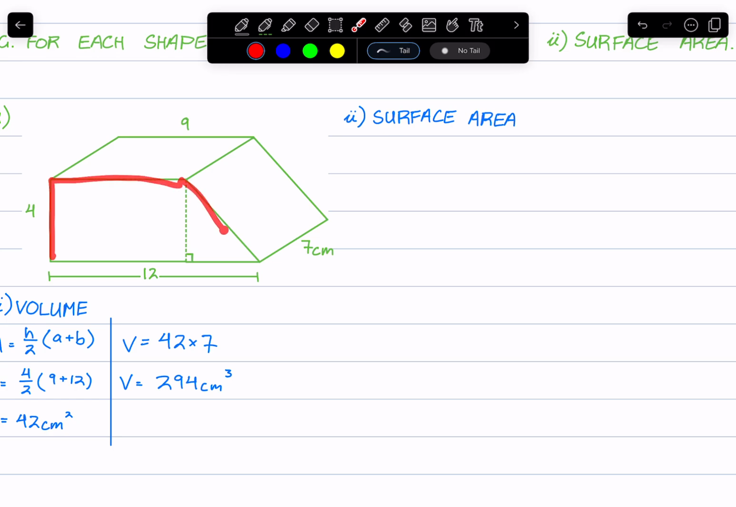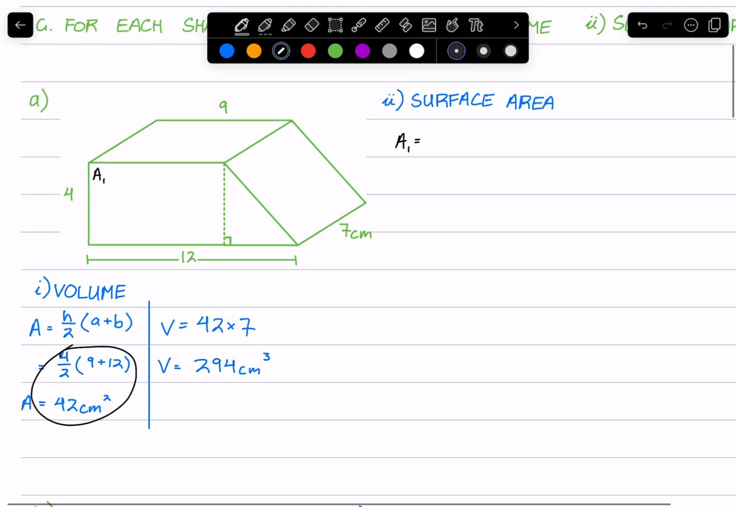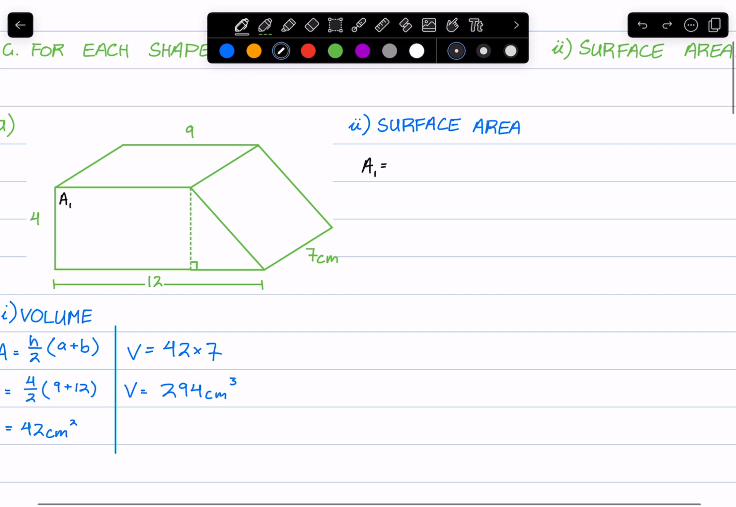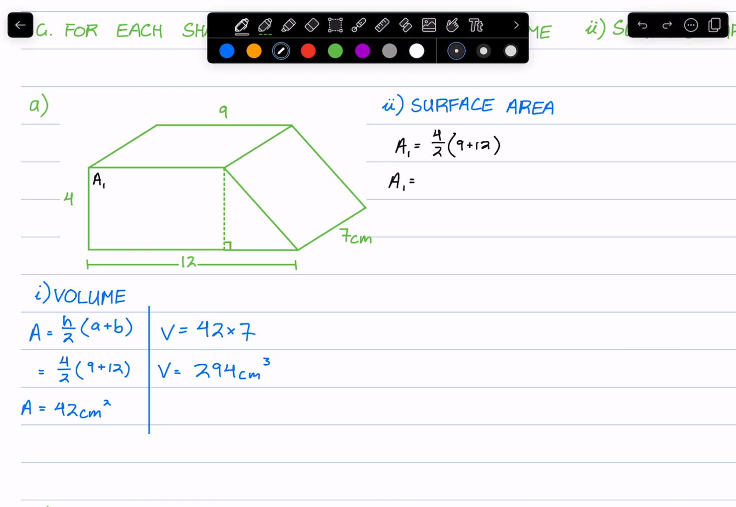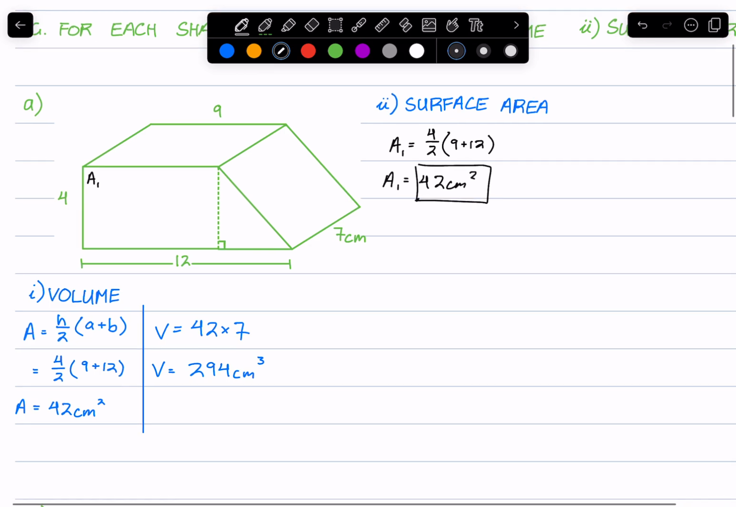So I can see one. As before, we saw the area of this trapezium. I'm going to call this one area 1. So let's do that one first. Area 1 in the front. We've already got it here, but for completion's sake, let's write out all the formulas. Height over 2 times the top and bottom, so the two parallel sides, which is 9 plus 12. I already have that calculation here. It's going to be 42. That's 42 centimeters squared.